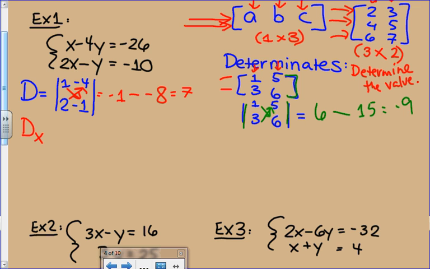Which column was the x's? The first or the second? The first. So we're going to substitute out that column. But I have to leave the negative 4 and then 1 in there. Negative 1. So what are we going to put in this place? What's the other set of numbers in your column?